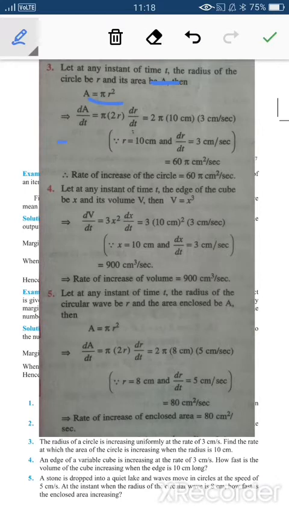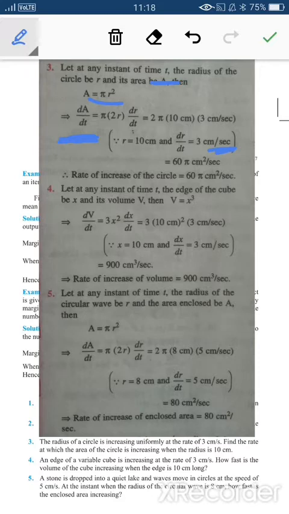So now dA by dt, we have to find this. How do we come to know that? We have to differentiate it with respect to time. If you clearly see the units, the radius is increasing uniformly at the rate of 3 centimeter per second. Per second means it is according to time. So we have to find the area of the circle with respect to time.